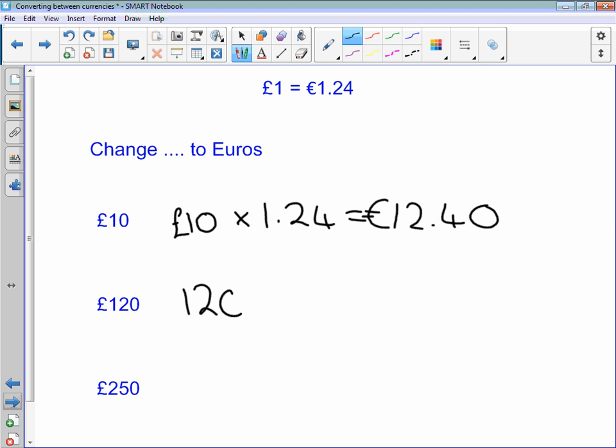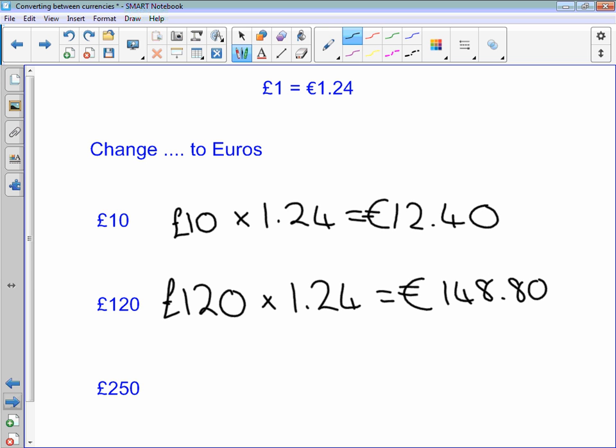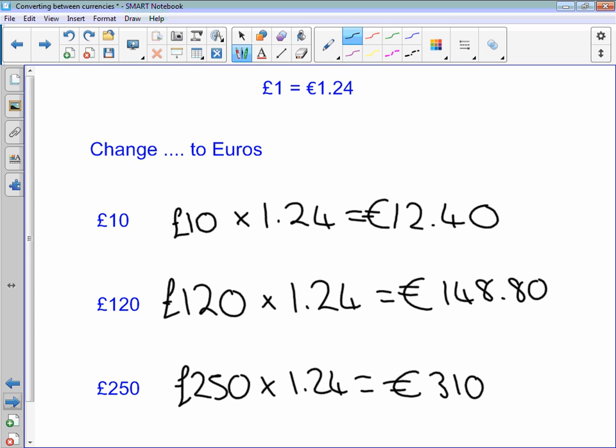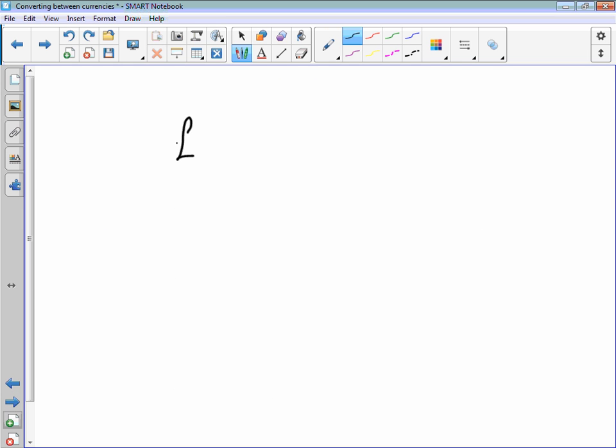I want to look at £120. I multiply that by 1.24, and the answer I get is 148.80 euros. And one last example, if I've got £250, I need to times it by 1.24, and that will give me 310 euros exactly.